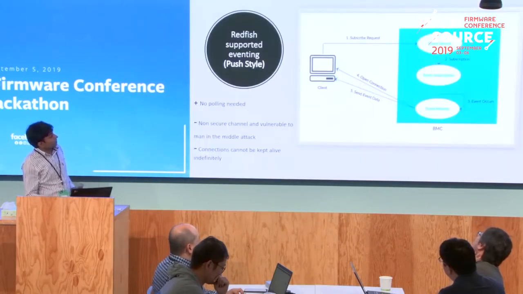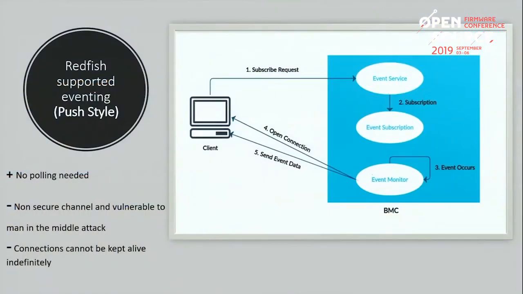So now coming back, what are the different methods which Redfish supports? Redfish supports two types of eventing. The first one is push style eventing. In push style eventing, the client makes a subscription request to the event service. The event service internally creates a subscription. And whenever an internal event happens on the BMC, it opens a connection to the subscribed client and sends the data to the client. So this is push style eventing.